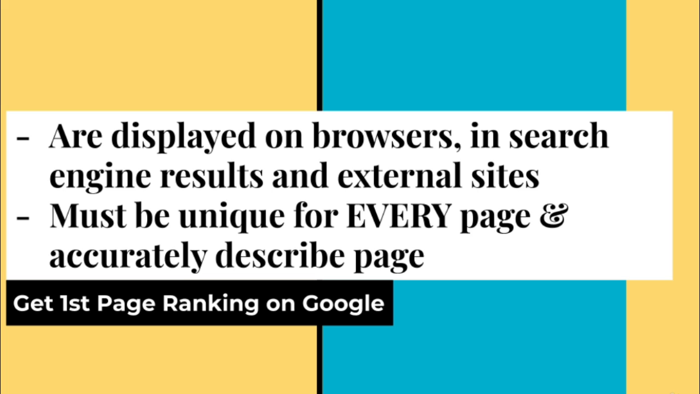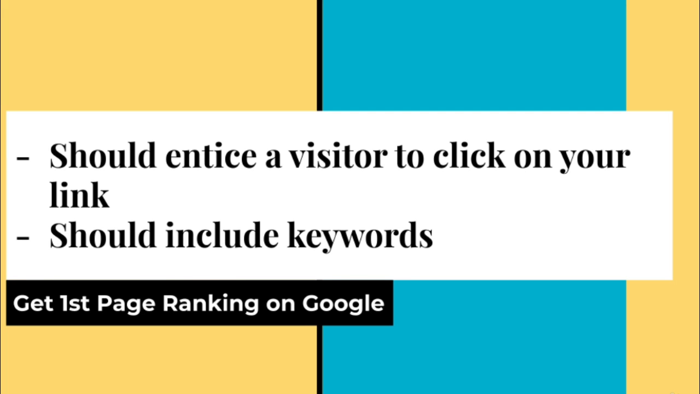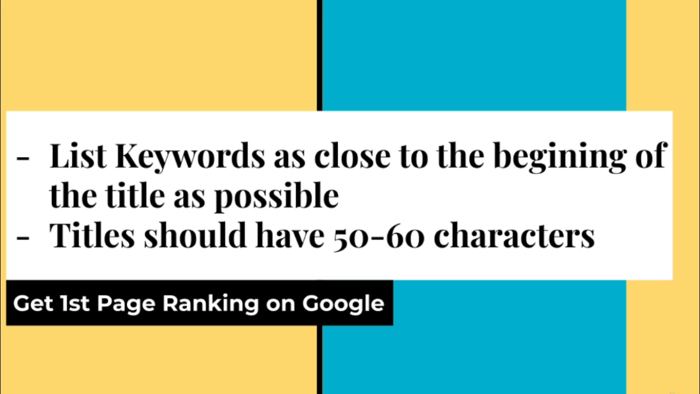They should both be unique and accurately describe the page that you're on. They should be unique for each page, so we want to make sure that they are not being duplicated. And we want to make sure that the description accurately describes the page and entices a visitor to click on the link. We also want to make sure that the title and descriptions are including the keywords, and that those keywords are listed towards the beginning so that they have more weight in getting ranked for those keywords. And that will also encourage visitors to click through.